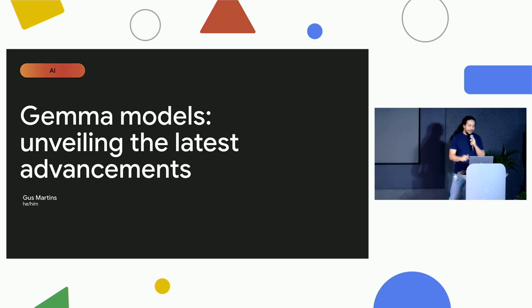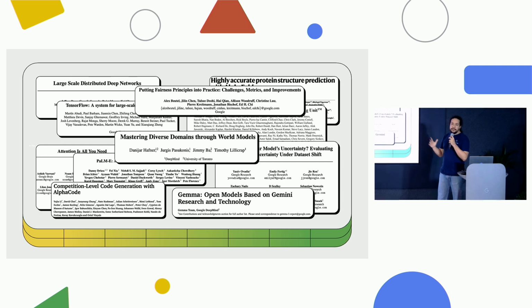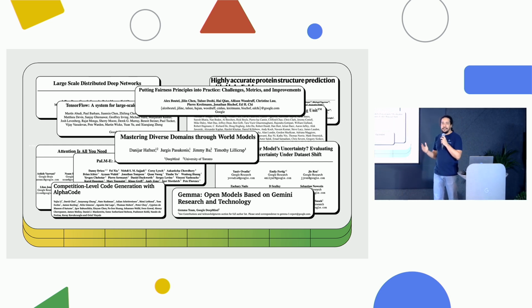Anyway, let's go talk about Gemma models and why they matter. I don't know if you follow along, Google has been working with AI, and machine learning before, for a while, right?